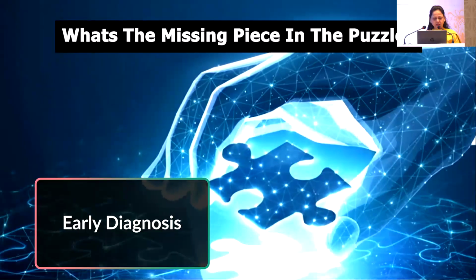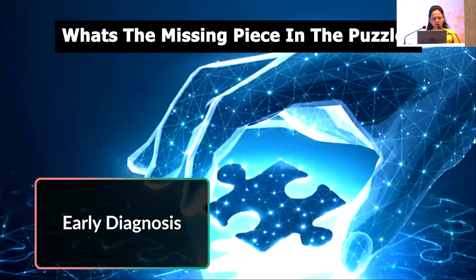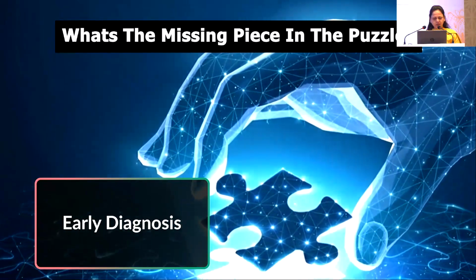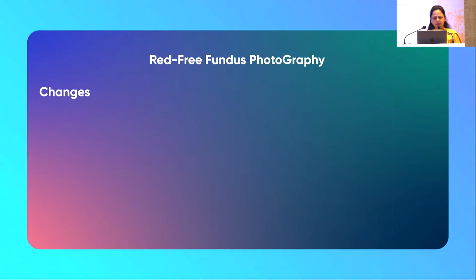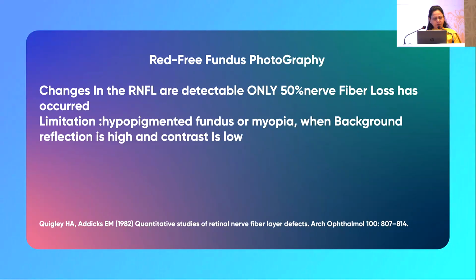It comes as early diagnosis. And the minute we talk about early diagnosis, the first thing that comes to mind is red-free fundus photography. But the only limitation is in a hypopigmented fundus or a myopic fundus, where the reflectance is not so good because the reflection is high and the contrast is low.